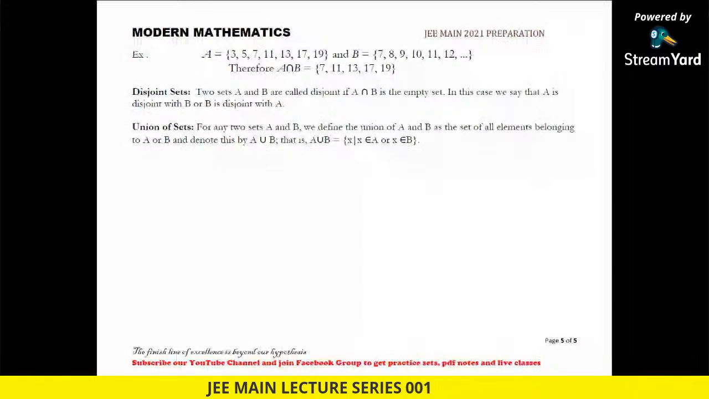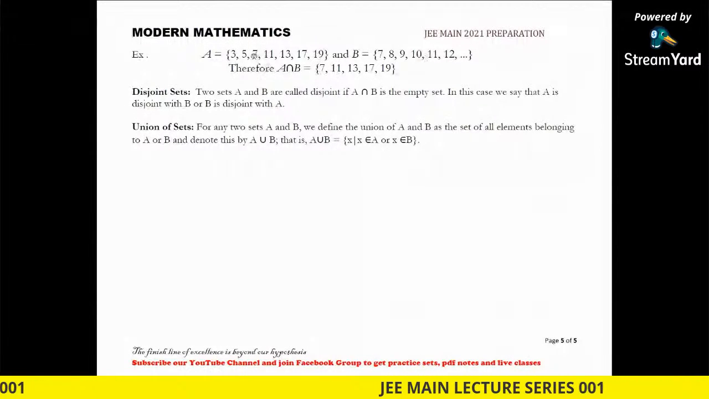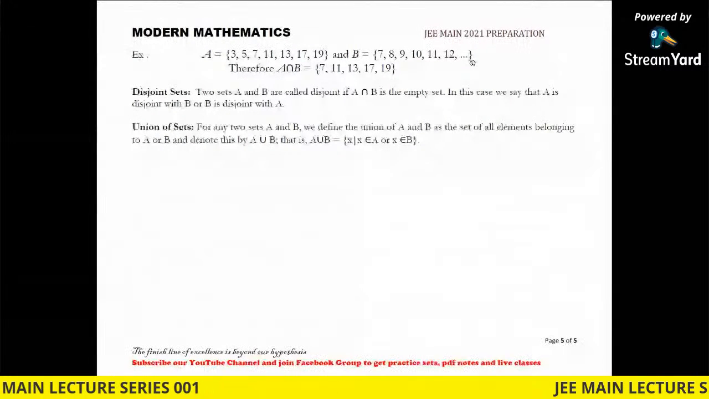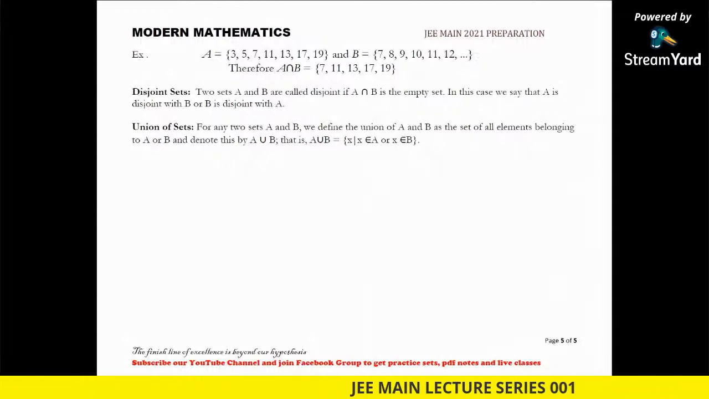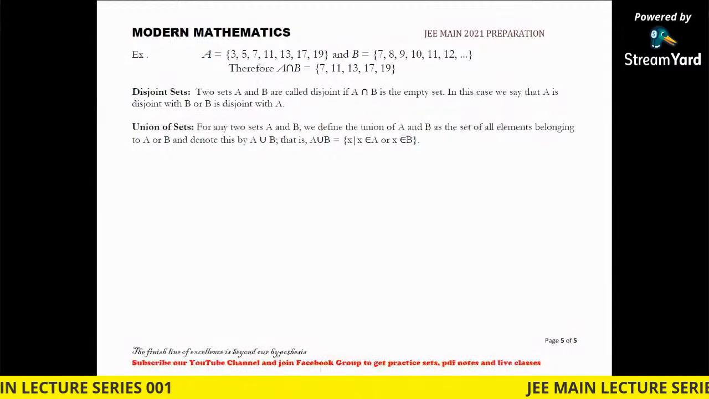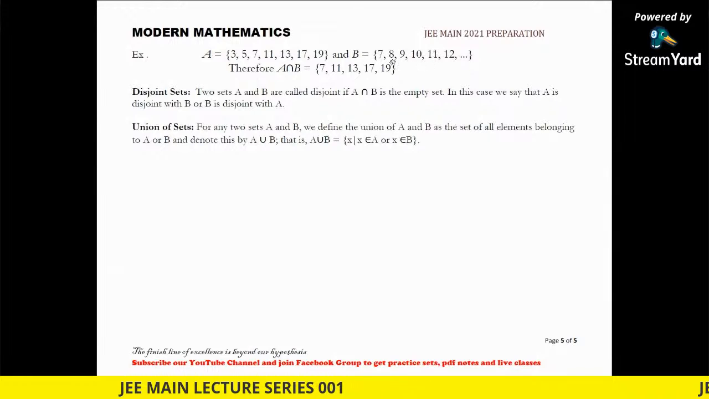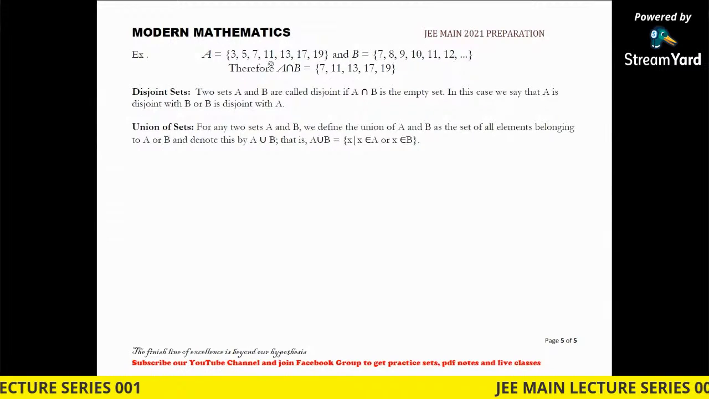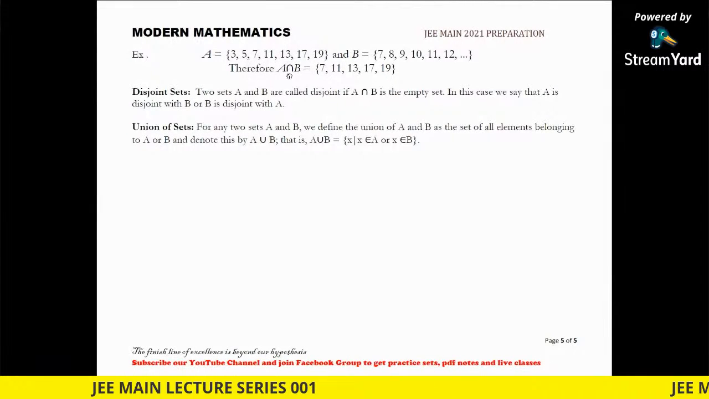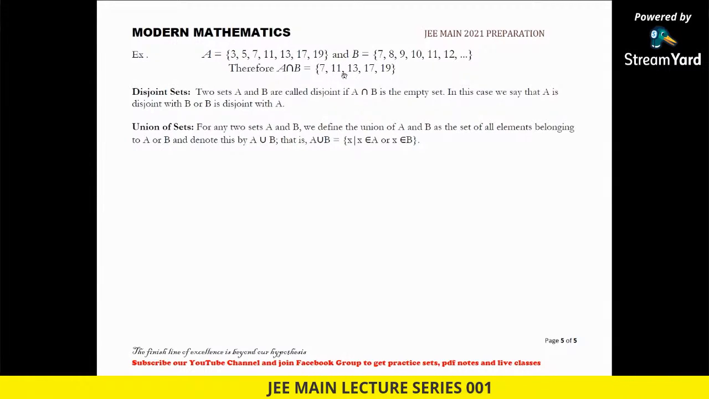Here is a set A and here is a set B, and the common elements are 7, 11, 13, 17, and 19. Here A is a finite set and B is an infinite set. The dots mean the numbers go on: 7, 8, 9, 10, 11, 12, 13, 14, 15, and so on. There is also a difference in the rule: here the rule is increasing one by one, and here it is increasing by two. After taking the intersection of A and B, you will get 7, 11, 13, 17, and 19.